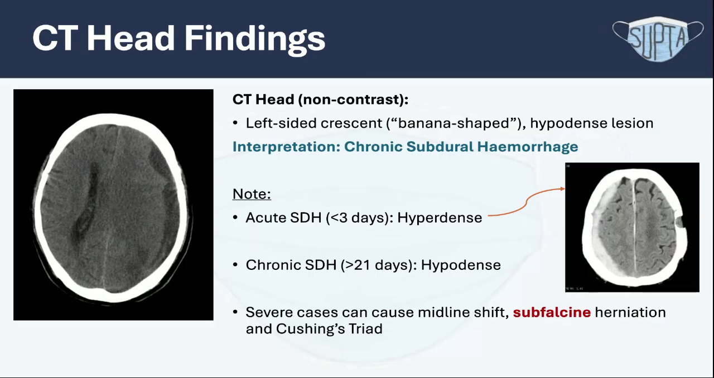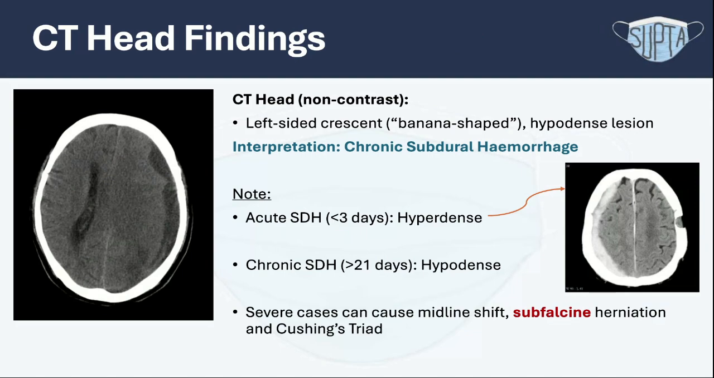So the non-contrast CT head shows a left-sided lesion. If you see it on the left side, it's crescent shaped. It's like the shape of a waxing moon a bit, or banana shaped, sometimes it's called that. It's a hypodense lesion in this case. There's a reason for that, which I'll go into later on. But hypodense means it looks darker than the surrounding brain on CT.